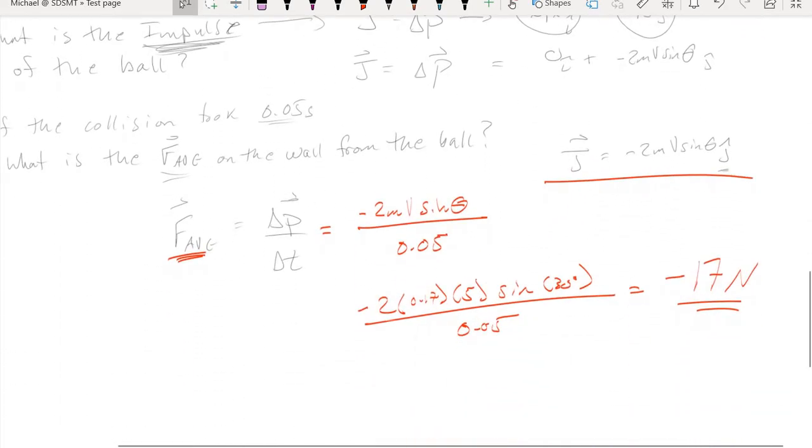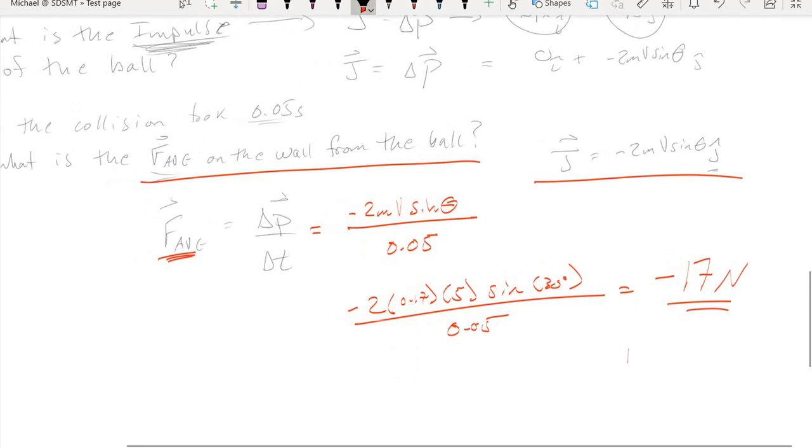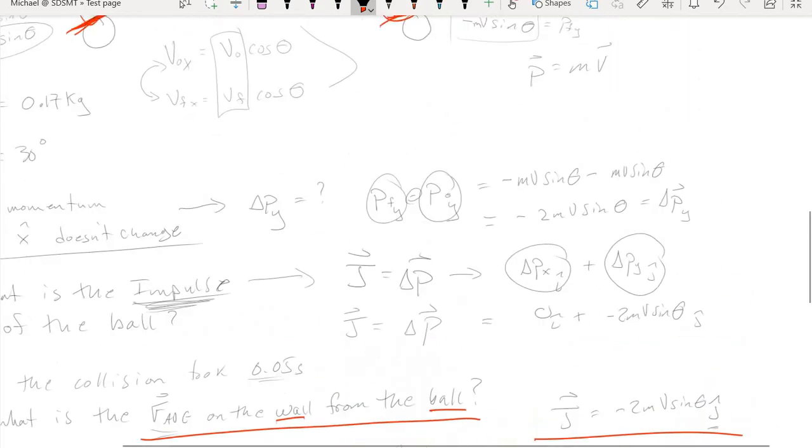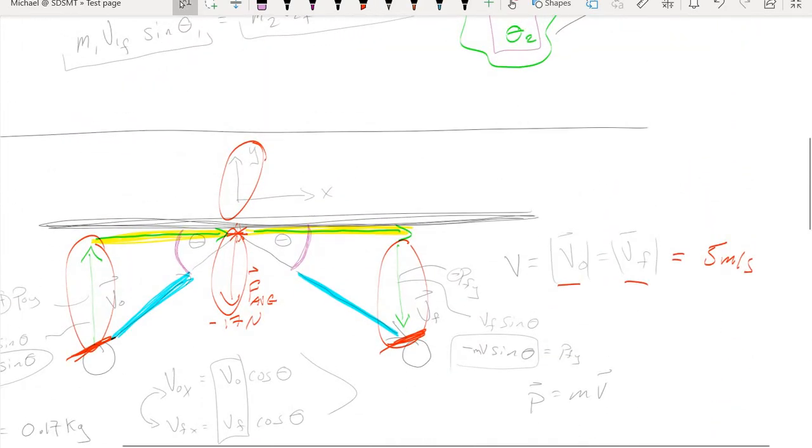So is that it? Are we done? Well, not quite, because that's not what I asked for. I asked for the average force on the wall from the ball. What we have found right here, this is the average force on the ball from the wall. This is how much force the wall puts onto the billiard ball. I want the opposite, quite literally.